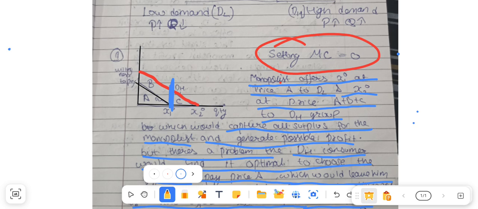So now to cope with the situation, he sold the additional unit to the high demand group at the price of A plus C, and the surplus amount left with the high demand group was amount B. I hope you must have understood this. Now let's move to the next page.